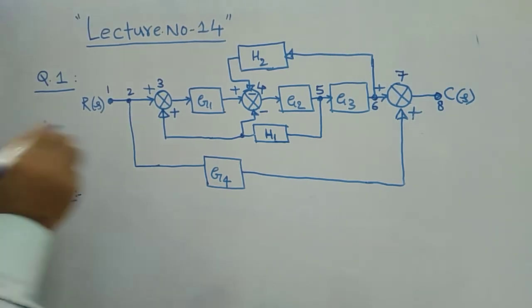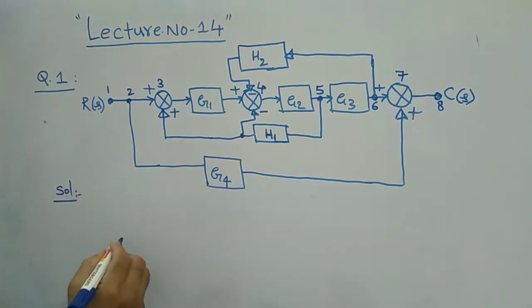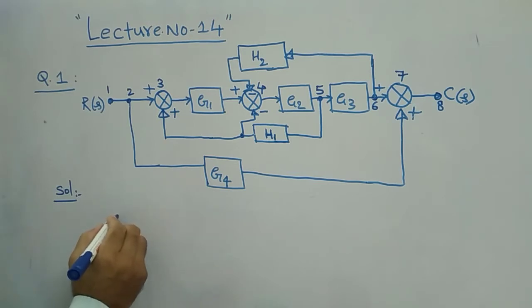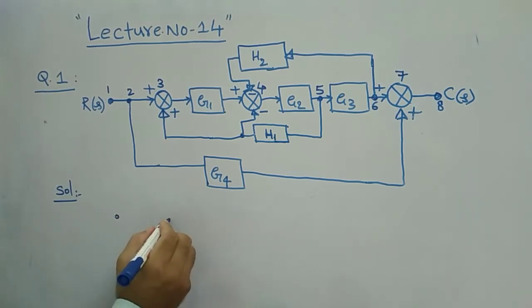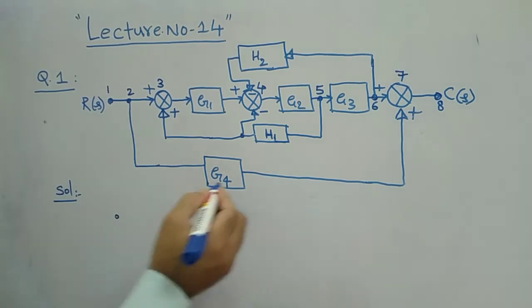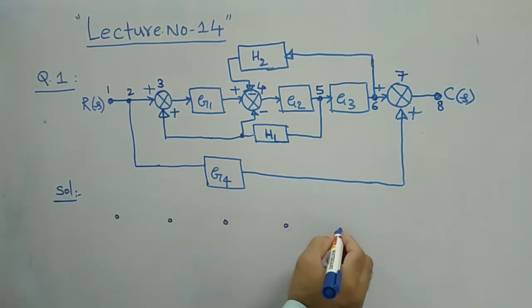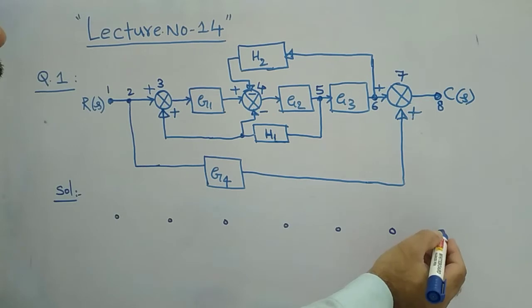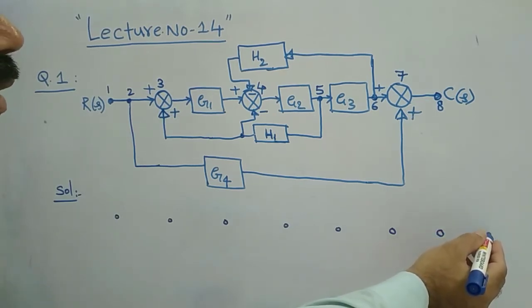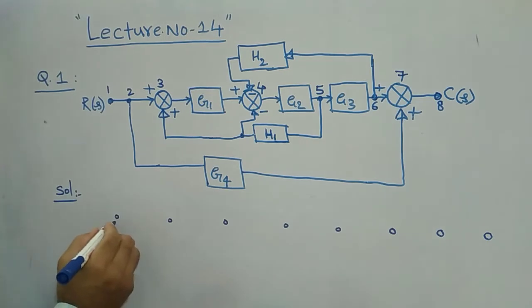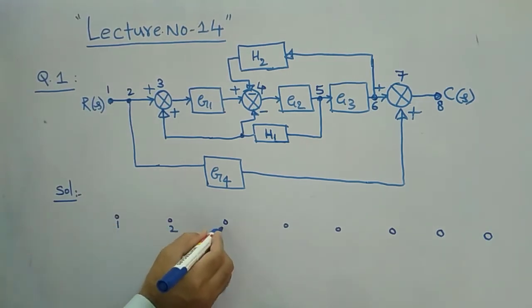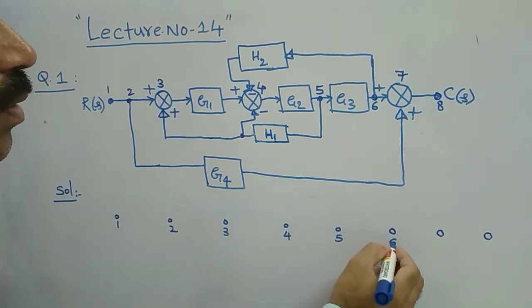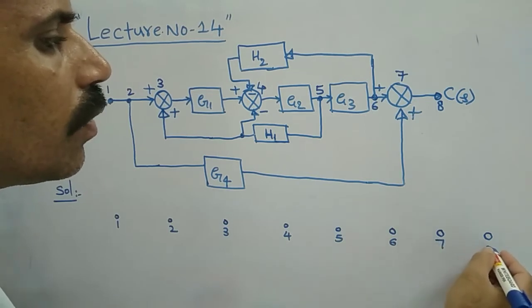Okay, how many nodes are there? 8 nodes. Therefore, let us say 1, 2, 3, 4, 5, 6, 7, let us say 8. So this is your 1, 2, 3, fourth node, fifth node, sixth node, seventh node, and then eighth node.